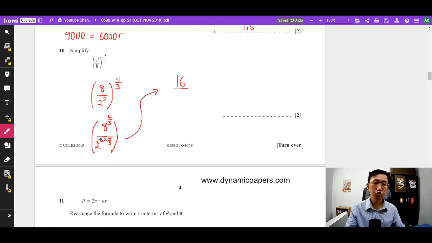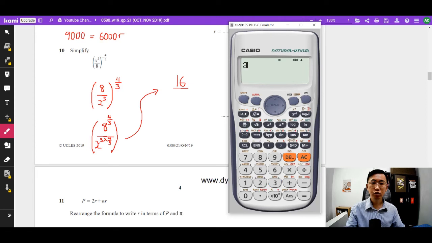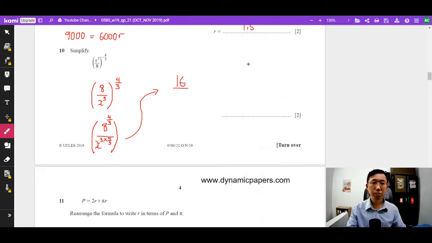So what is 3 times 4 over 3? Just use the calculator. 3 times 4 over 3, prove to you. Okay, you'll get 4. So the bottom part will become x to the power of 4. Remember, to combine the index, you have to multiply if you already see an index over here. So that is the answer.